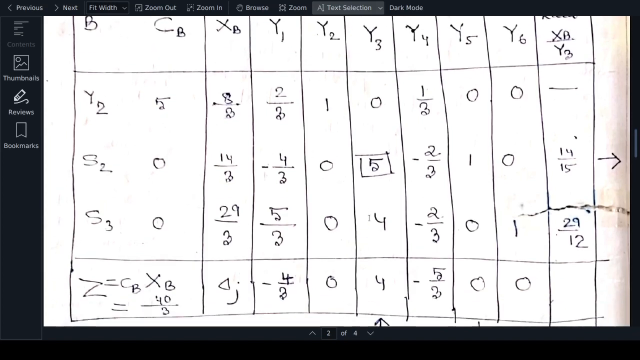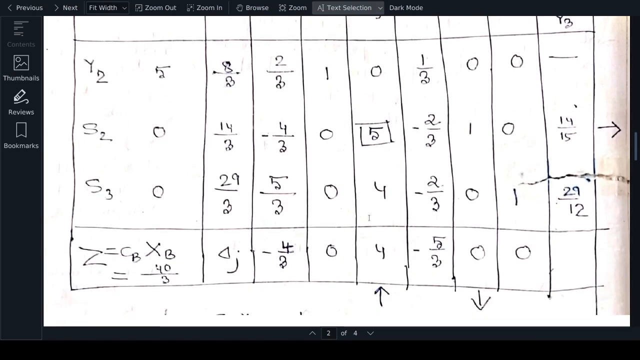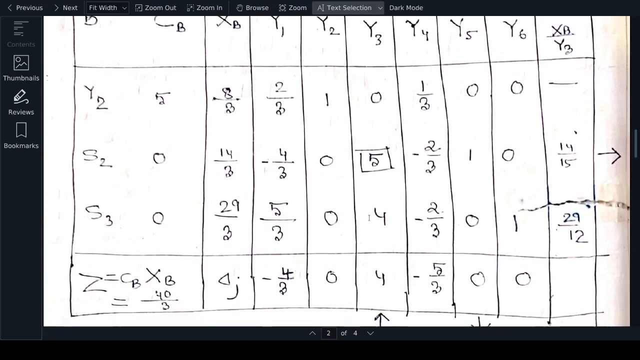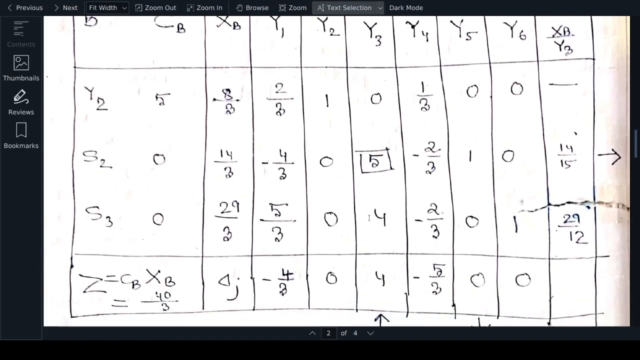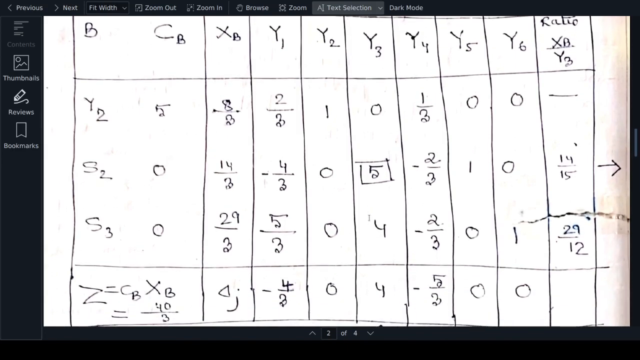First delta j value is 11 by 15. Second one is 0. Third 0. Fourth is 17 by 15. Fifth is minus 4 by 5. Then the last one is 0. Optimal solution?